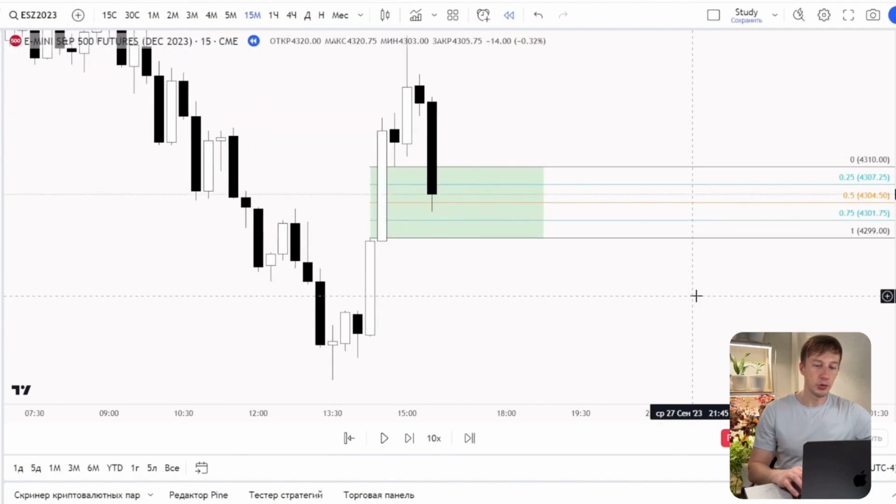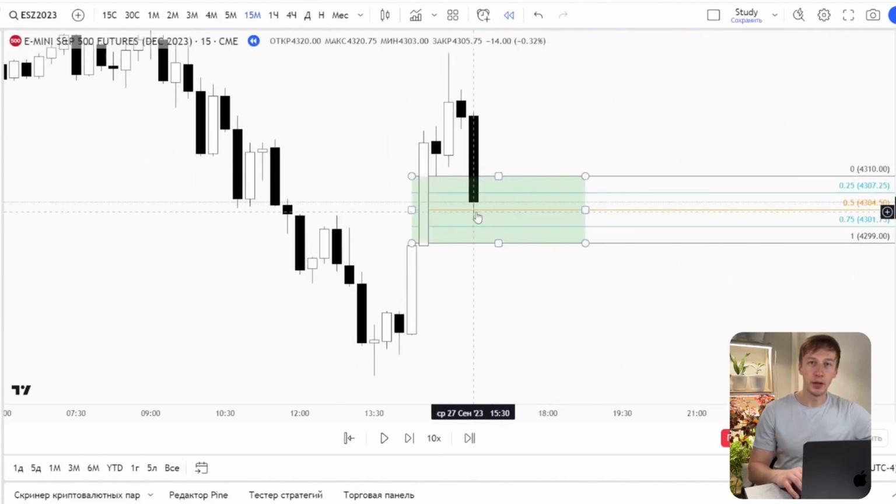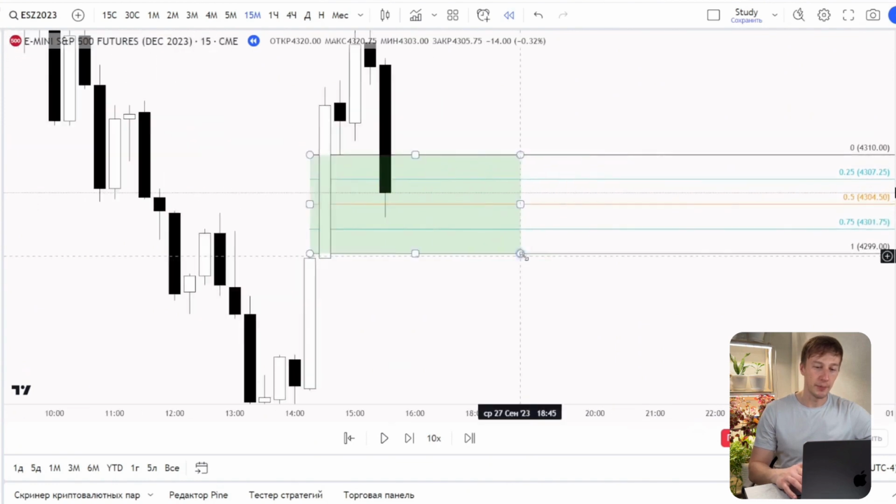The price returns to the imbalance. Notice that the candle reaches the 0.5 level and closes above the imbalance zone. This indicates a certain kind of respect for it.